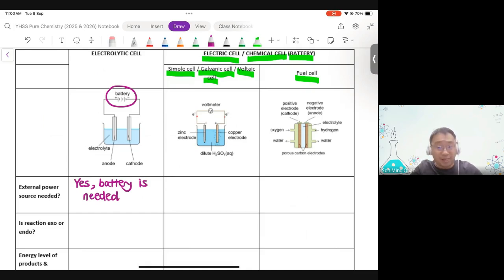So electrolysis requires a battery. That's how you recognize it. Electrolysis always has a battery. Of course, the battery provides energy for electrons to move from the positive to the negative terminal. This is not natural. Electrons don't want to go to the negative terminal, but you are forcing them to.